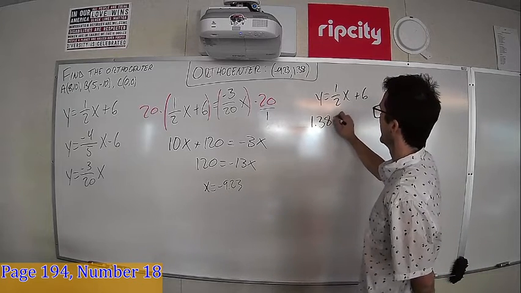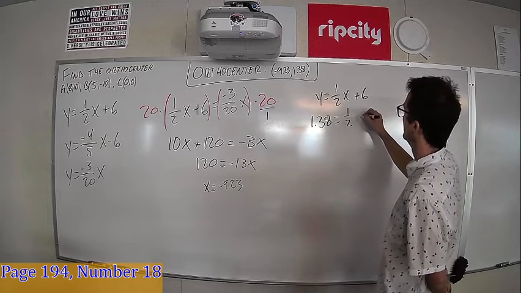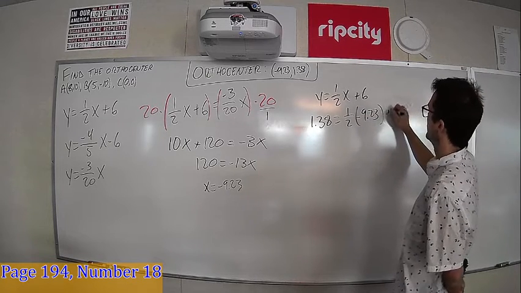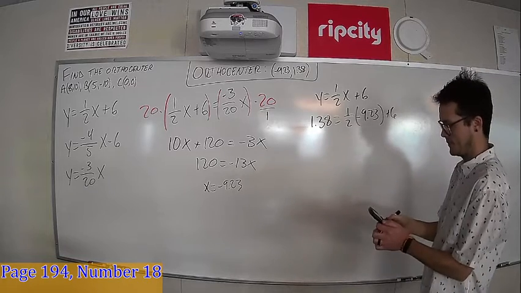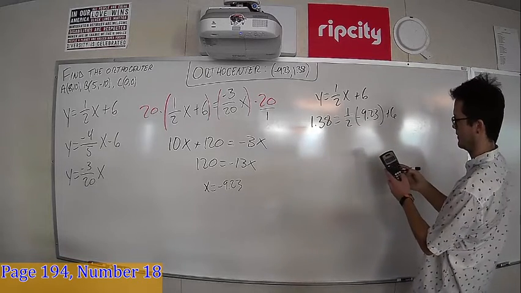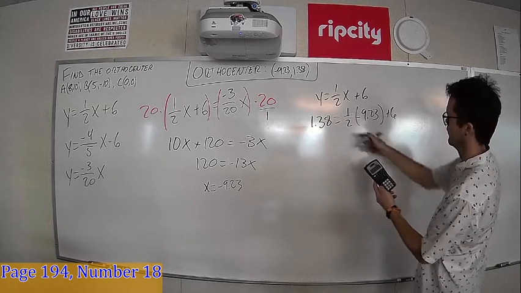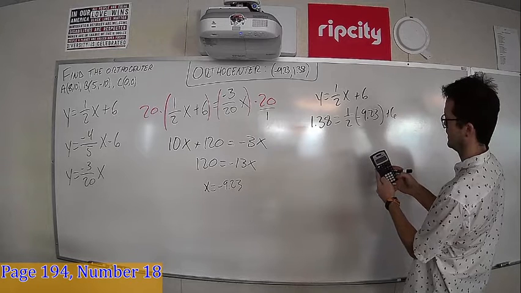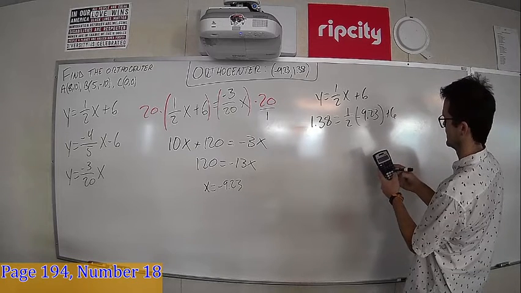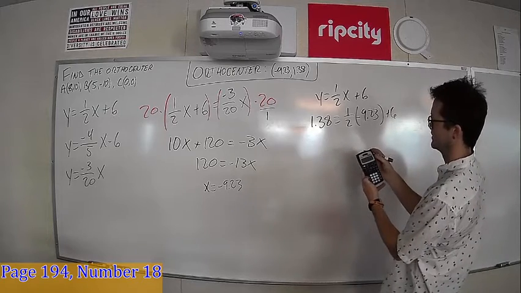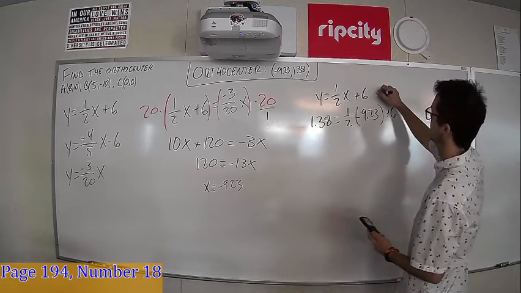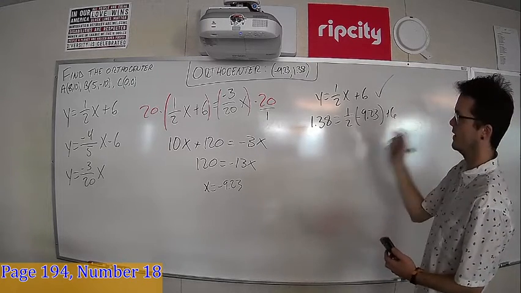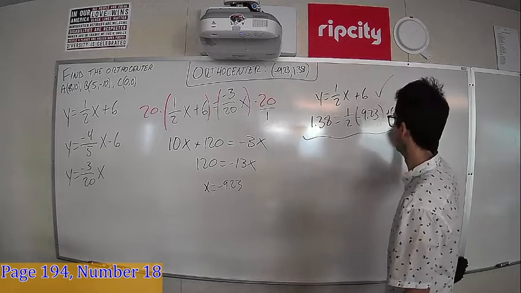So 1.38, we are saying equals 1/2 of negative 9.23 plus 6. So let's type the stuff in that we see over here. 1 divided by 2 equals, of course, 0.5 times negative 9.23 equals, and then plus 6. And my calculator says 1.38. Awesome. So this one works. I just plugged this in my calculator, and that is indeed the result I got. Just to be extra safe, let's do the other one as well.